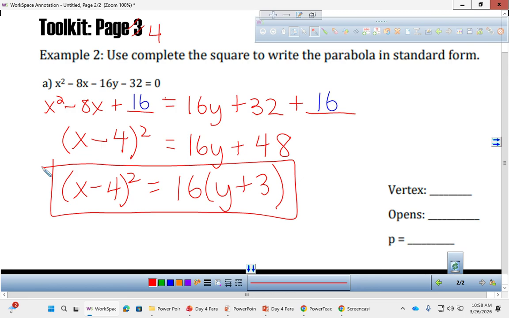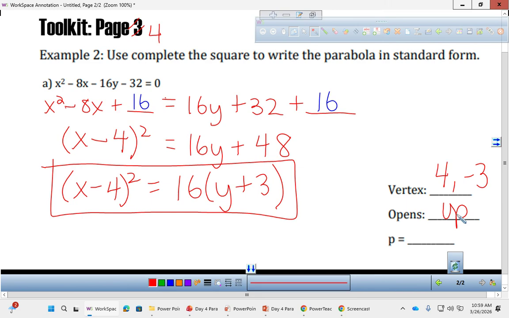Now the vertex is opposite of what's with x, opposite of what's with y. I can read that from that standard form. It opens, well, we talked about yesterday, if x is squared, then it's going to open up or down. So it's like the u or the upside down u. So it's going to be one of those. And because the coefficient on this side is positive, it's going to open in the positive direction. So this is going to open up.